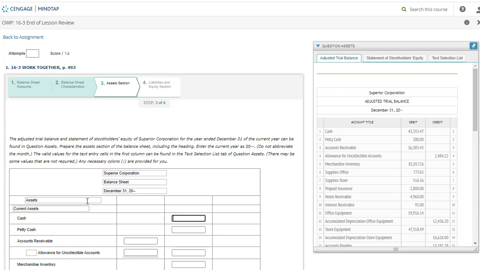And so your cash is $43,355.47. Your petty cash is at $200. Your accounts receivable is $16,305.45, and you're going to subtract from it, so less your uncollectible accounts, which is $84.22. And when we subtract those two numbers, we get $13,821.23.